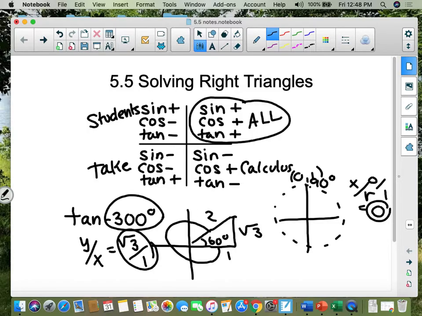Take starts with the letter T. What's the only one that's positive in the third quadrant? Tangent. Calculus: the only one that starts with the letter C is cosine, and that's the only one that's positive. All students take calculus. It's an easy way to remember which ones are positive and which ones are negative. Okay, let's just start.